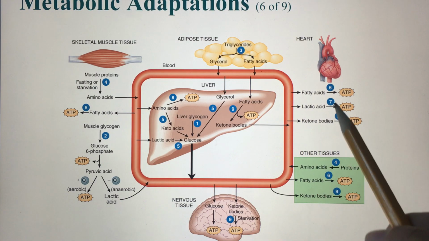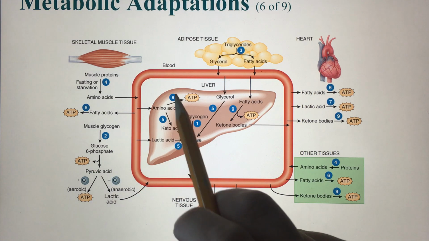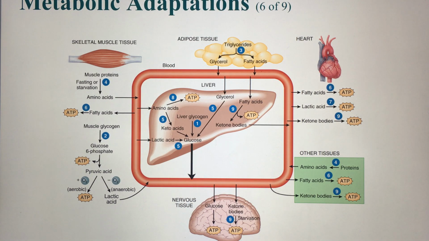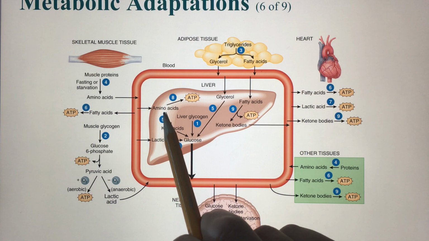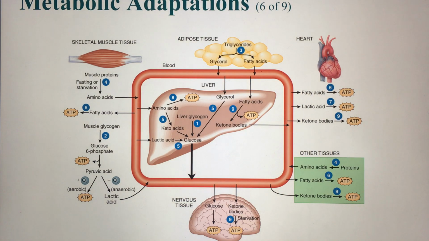Number 8 is the using of the amino acids to make energy. Only liver can do that. The rest of the body cells will need to receive glucose, so amino acids will need to be converted into the glucose first. And that's going to be it for this diagram.